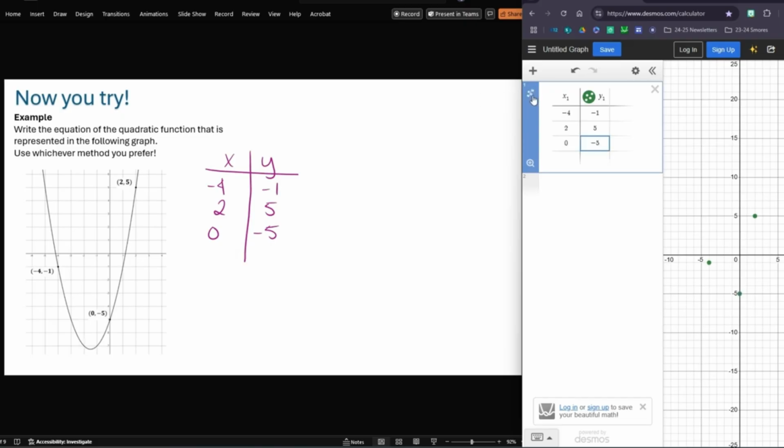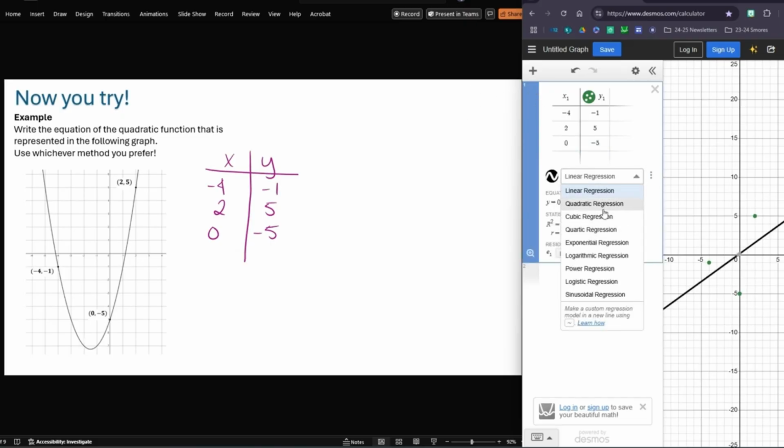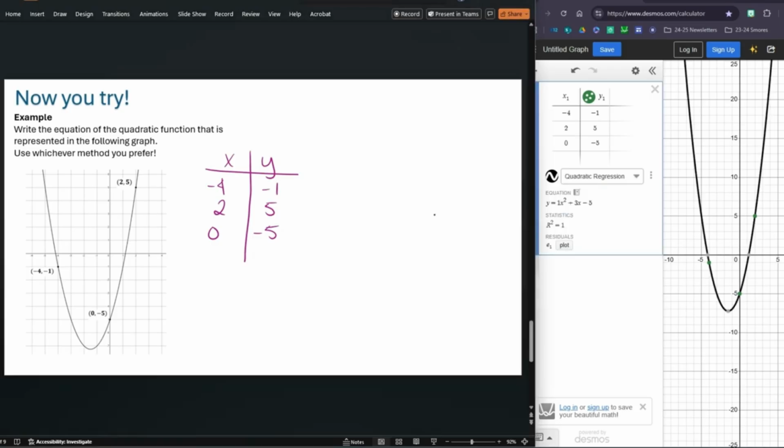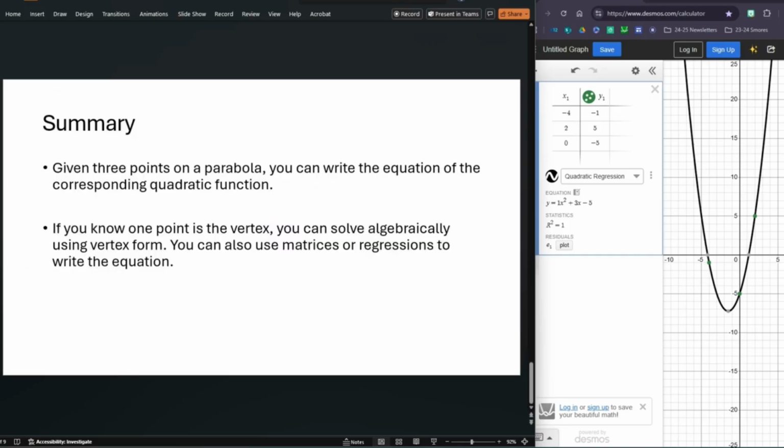And then I do add regression, and then from the drop-down menu, choose quadratic. And so now we have the equation of our quadratic function, right? That's going to be y equals x squared plus 3x minus 5. So given 3 points on a parabola, you can write the equation of the corresponding quadratic function. If you know one point is the vertex, you can solve algebraically using vertex form. You can also use regressions to write the equation.